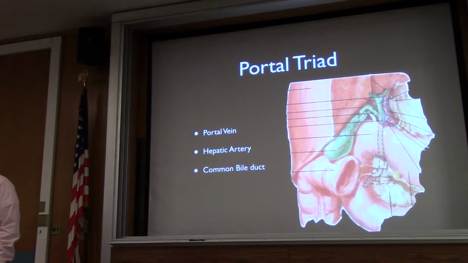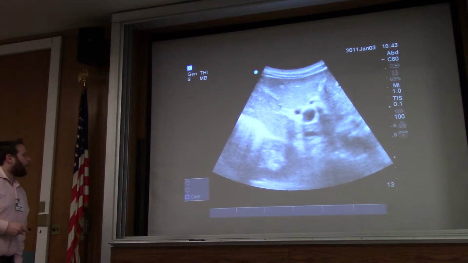And what's the portal triad made of? It should be pretty easy because it's on the screen. It's the portal vein, the hepatic artery, and the common bile duct. Really, the bigger structure is really the portal vein. So there's your gallbladder, and then your cystic duct leading to the portal triad right over here. All right. So there's your cross-sectional view of the portal triad, otherwise known as the Mickey Mouse view.